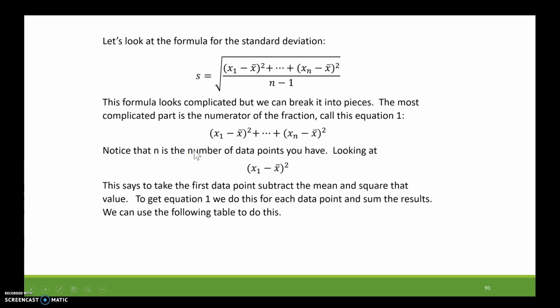Looking at the formula, the part we're going to focus on is the numerator. Notice what it's doing. If we come down here, we've pulled the numerator out. It's going to take each and every data point, subtract off the mean of the data set, and then square it. The reason the standard deviation does this is it looks at the distance from each data point to the mean, and then it squares it to keep it positive.